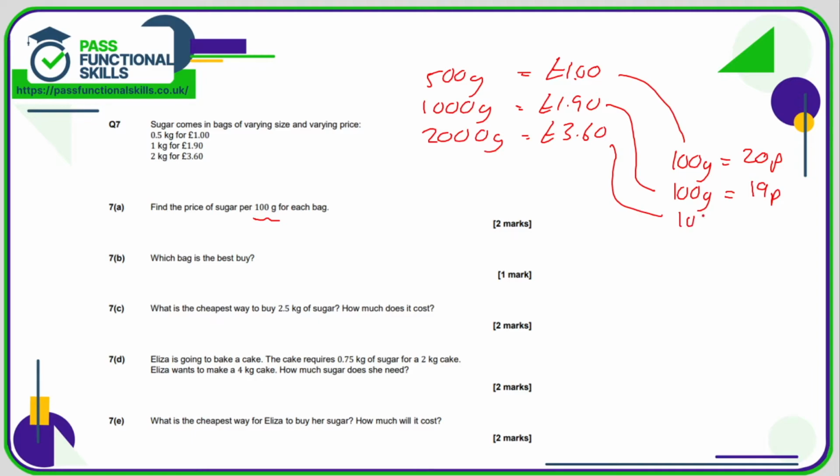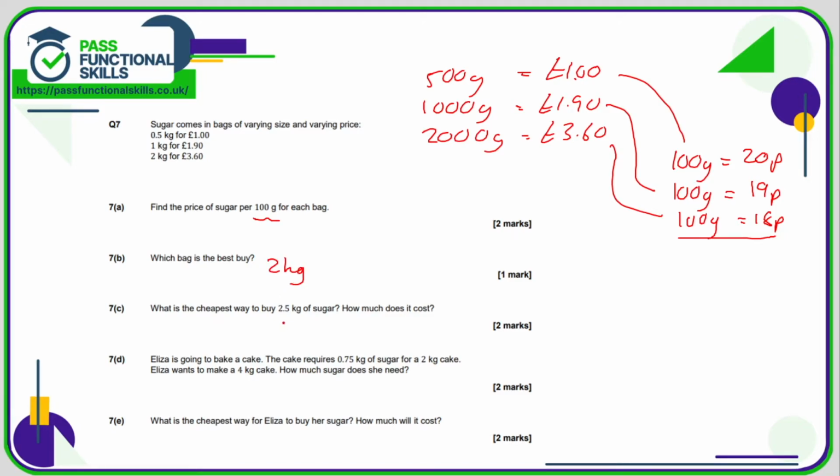And 100 grams is 20 times less than 2000. And if you don't know that, then just type into your calculator 2000 divided by 100, you'll get 20. So 360 divided by 20 is 18 pence. So we can clearly see that the 2000 grams for £3.60 is the best buy, which is the answer for the next question. So the 2 kilo bags is the best buy.